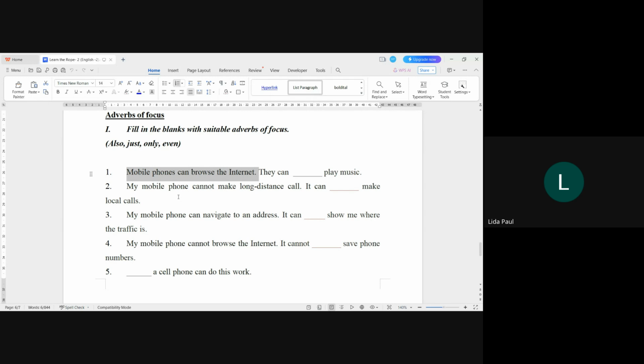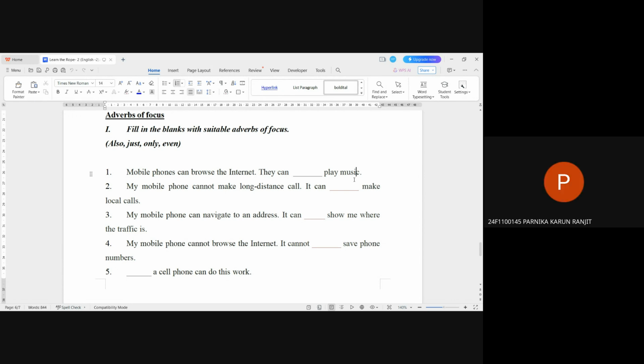In each case, the meanings produced are different. But you know that all the 4 that we have mentioned here can actually sit in that blank space. And that's the case most of the time. The case with focus adverbs is they are replaceable depending on what meaning you want them to produce. So in the first sentence, along with the mobile phones can browse the internet part, the answer will be also. They can also play music. There's one more word which can fit there. Can you tell me what that is?